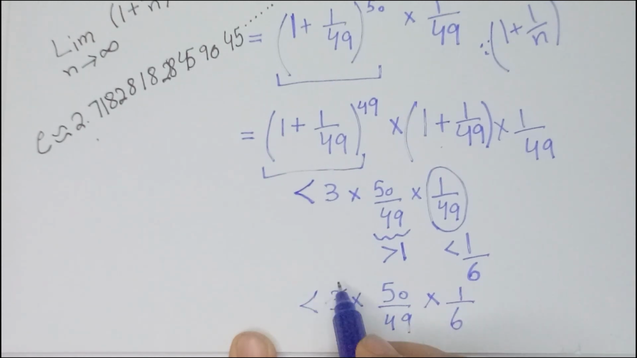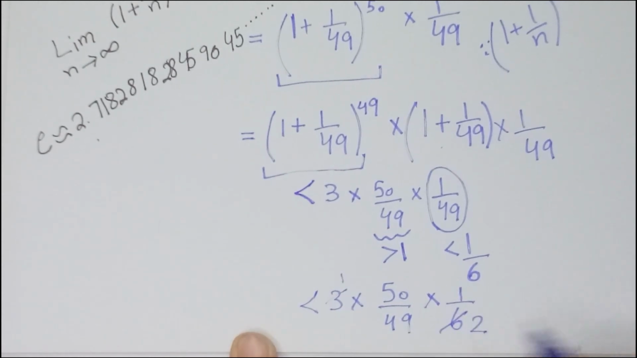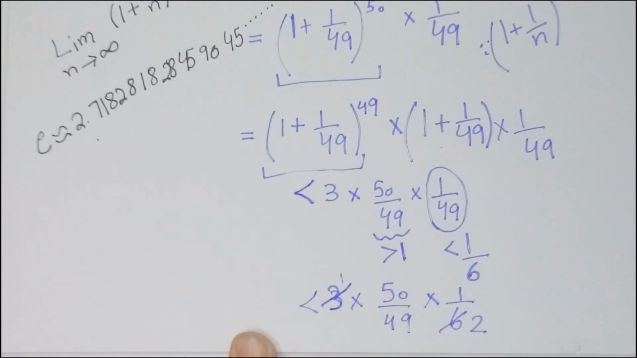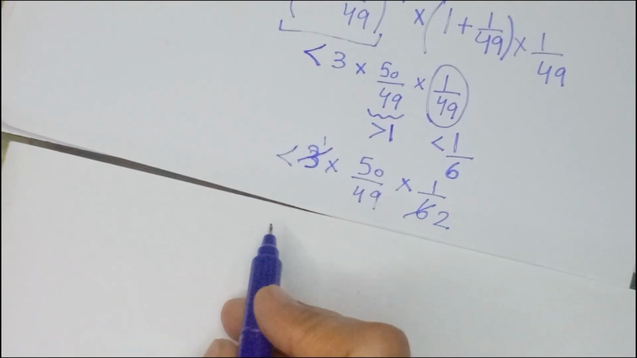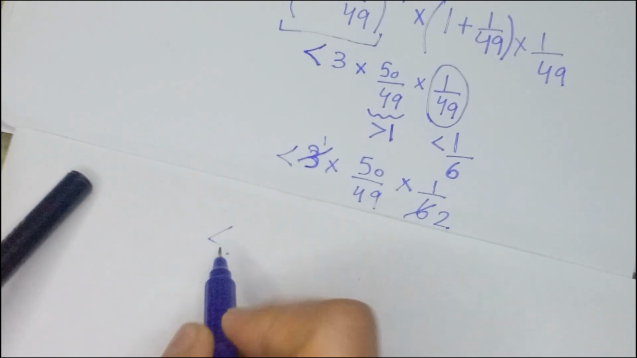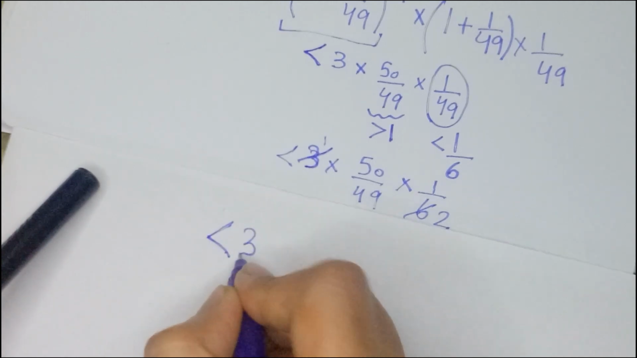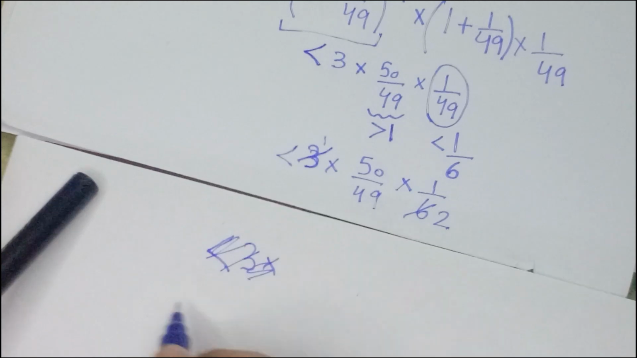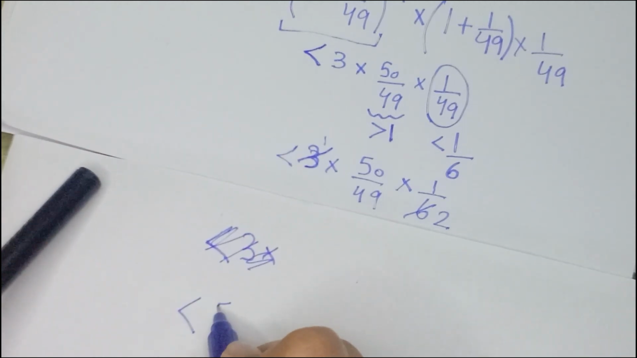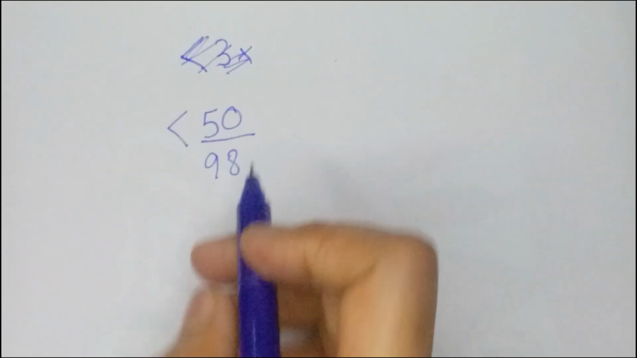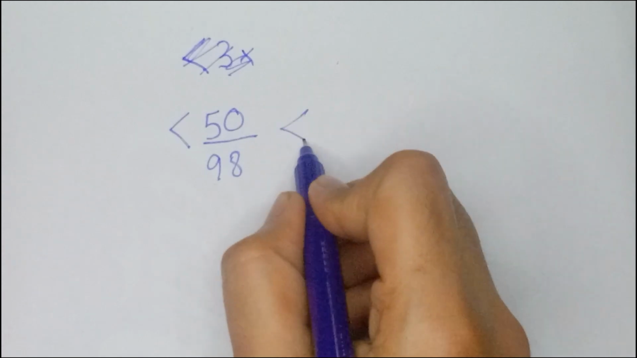You can cancel the 3 with the 6. Now what am I left with? Less than 50 over 98. And 50 over 98 is less than 1.